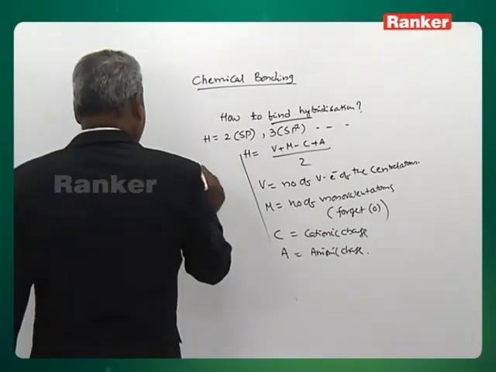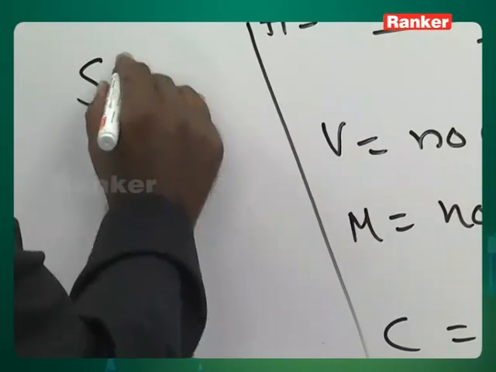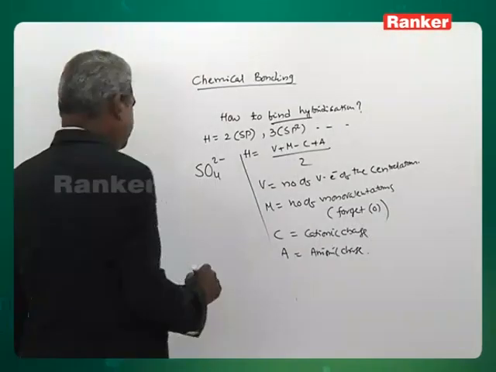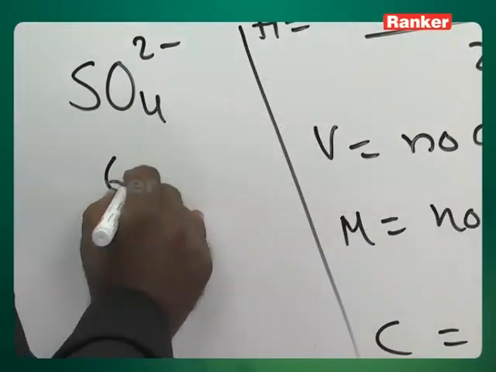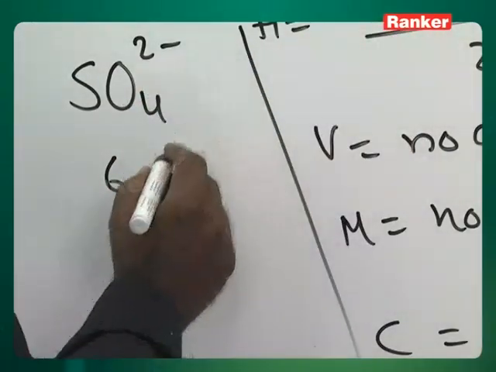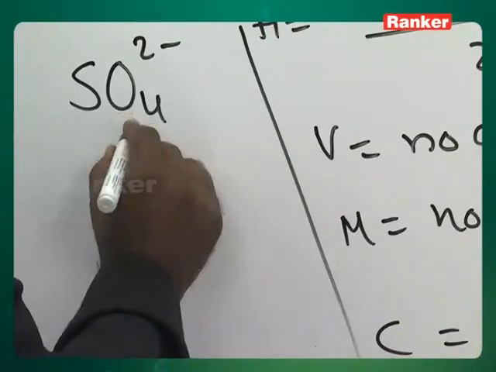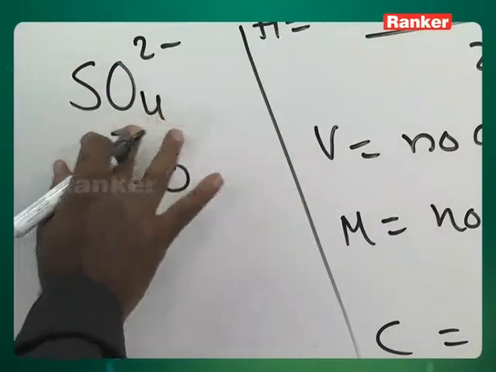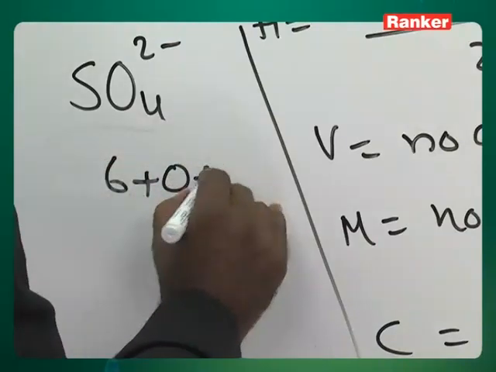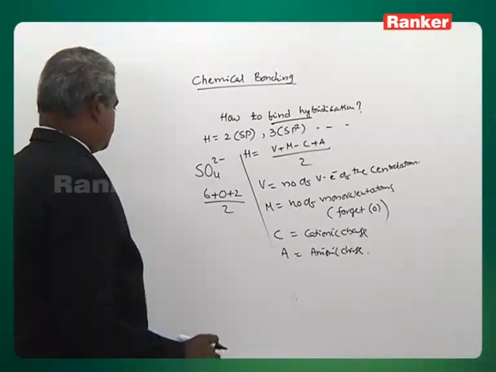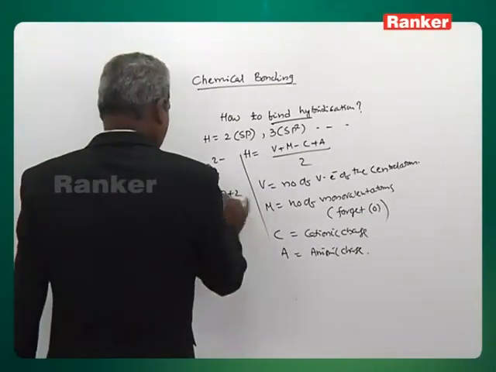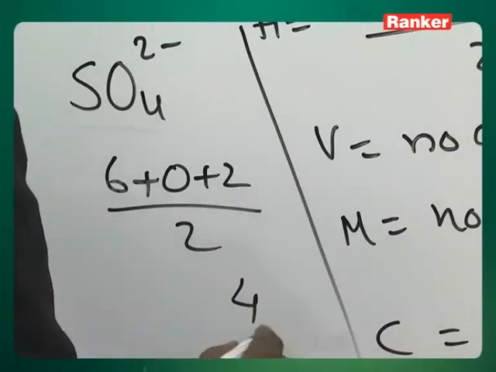Now, SO4 2 minus. The valence electrons of sulfur are 6. Oxygens, forget them. Ignore oxygens. Therefore, 6 plus 0 plus 2 by 2. So, after all is said and done, 6 plus 2 by 2, 8 by 2, which is 4. sp3.